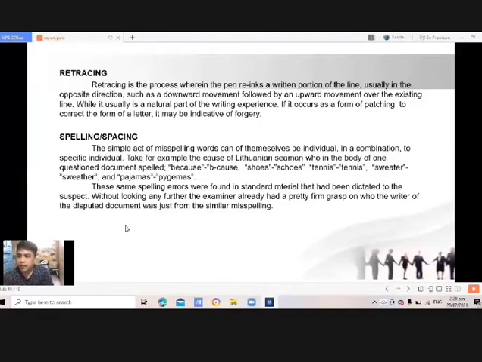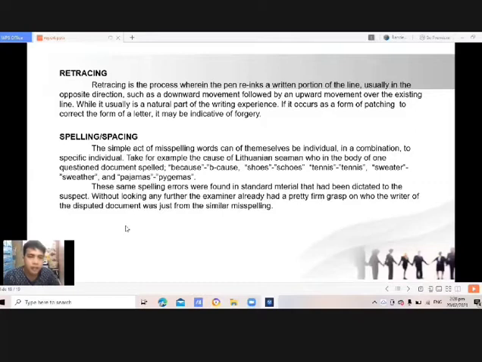Nasabi po dito, ito ang spelling na simpleng pagpapakita ng maling mga salita ay maaaring maging specific individual. Yung halimbawa nga po yan, yung pag sa isang questioned document, yung sa spelling kasi kailangan kumpleto, tama ang spelling, ang spacing ng iyong paggawa ng kuwari sa questioned sa isang report investigation.